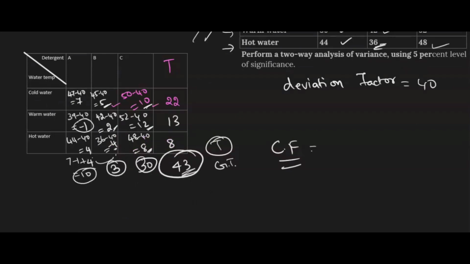So to find the correction factor, same as the formula that we have used in one-way ANOVA, T square by N, which is 43 whole square by how many values are given? So only 3 rows and 3 columns. So total 9 values are given. So 43 the whole square by 9, which is 205.44. So this is your correction factor.